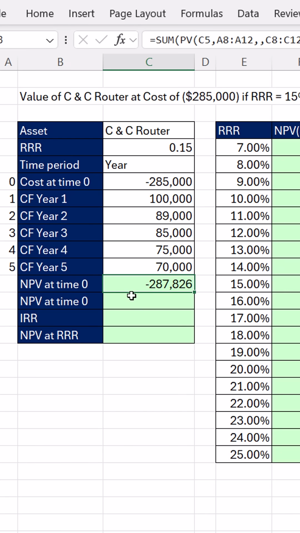Minus 287,000, that's the max I'm willing to pay. But wait a second, it's almost as if it's on sale because the cost is less. If we buy this asset according to our calculations, we'll add value.